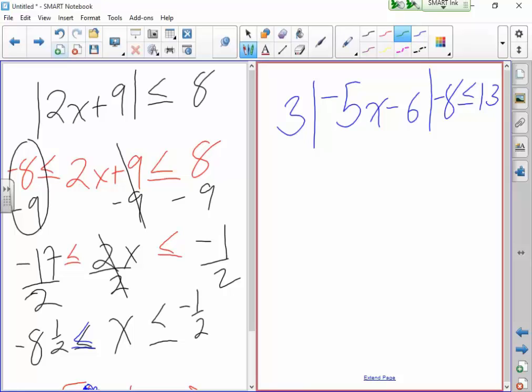Have you written down the problem? Yes. Are you ready? Yes. Okay. So what's the first thing that we do? We add 8. Okay. Add 8. And what do I get when I add 8?